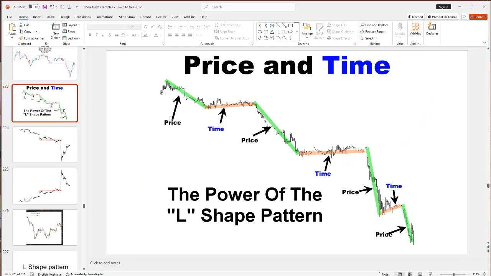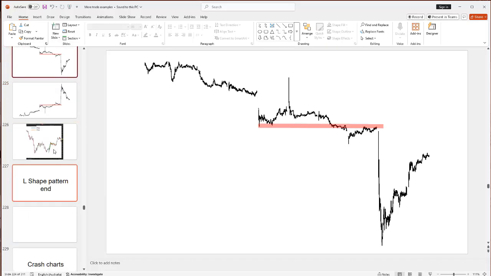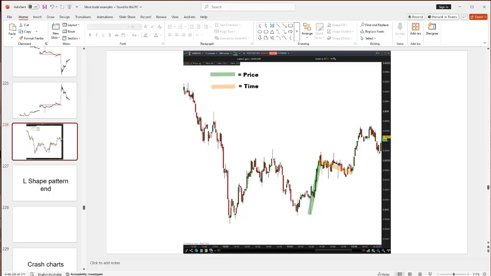And then here's another example of what? The power of the L-shaped trading pattern. What's this here? The power of the L-shaped trading pattern, right? Here's another example here. What is this? Up and then down. Remember I said before, when we break above the highs, we're likely to go for a move.